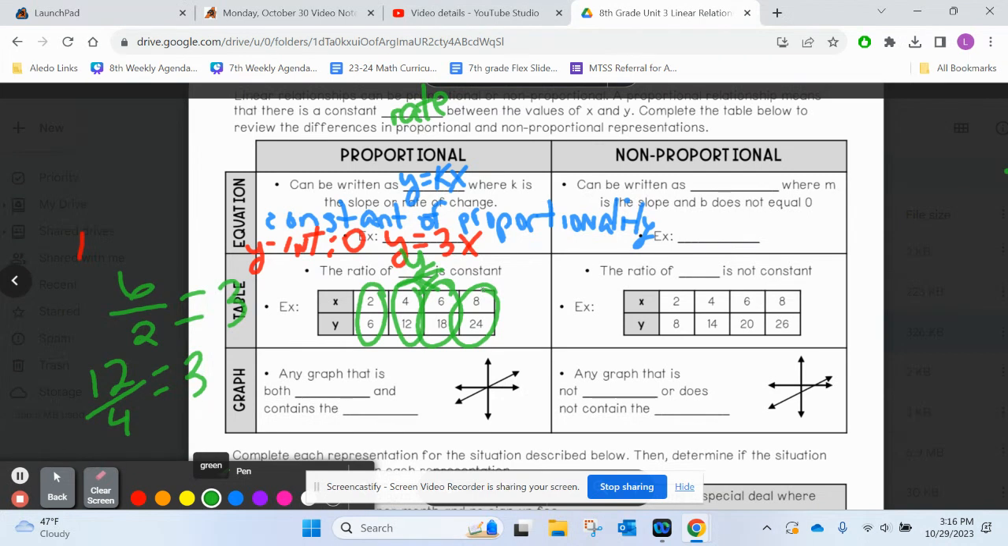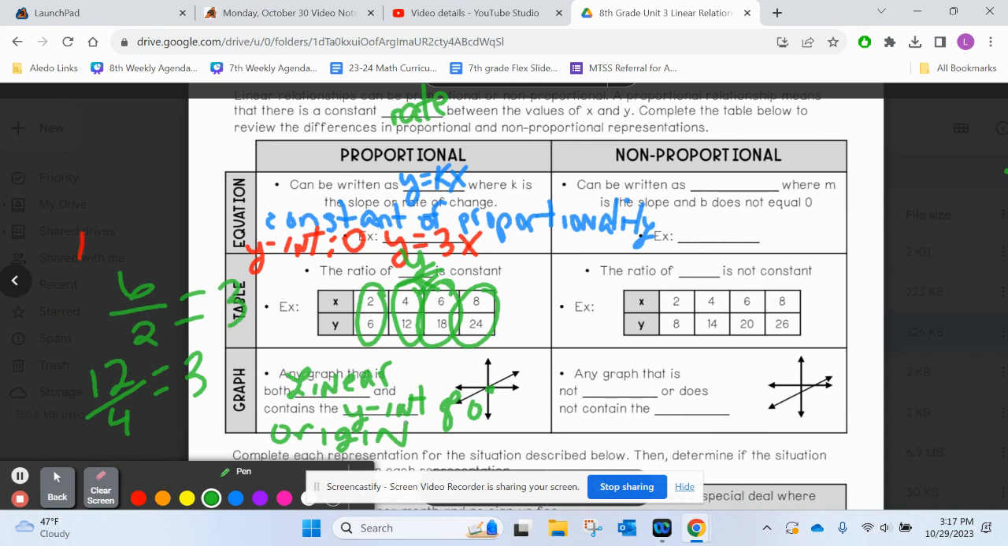Now, how do you tell from a graph? Super easy. It is any graph that is linear. Linear means that it's a straight line. And it contains the y-intercept of 0. We know that point right there in the center is also called the origin. So if your graph is going through the origin and it's linear, then it is automatically proportional.